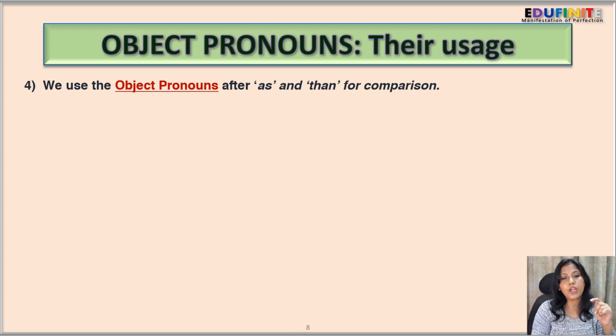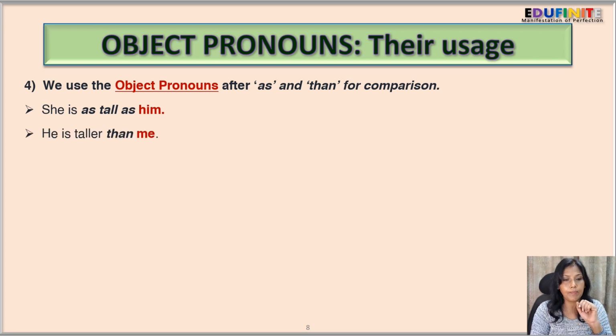We use object pronouns after as and than for comparison. Now, let's look into some of the sentences. She is as tall as him. So here, when we are comparing two, the girl and the boy are of the same height, so we say she is as tall as him. So here, after as, we are using the object pronoun him.